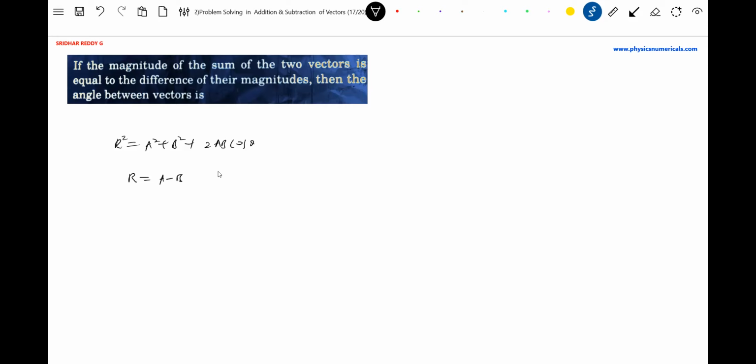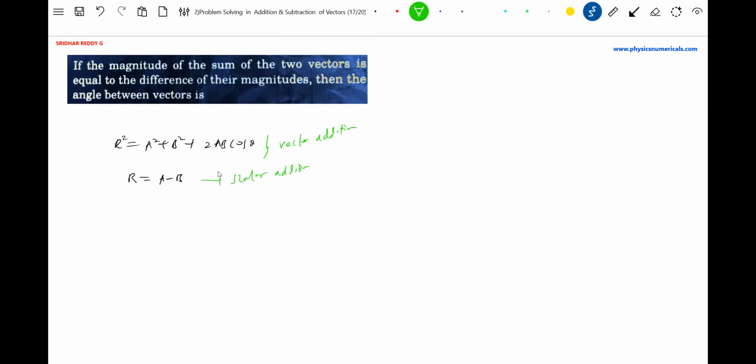How did you write this? Magnitude of the sum of two vectors is equal. Sum of two vectors means he's asking the vector sum. What is our vector sum? Then again, is equal to the difference of their magnitude. Here not a bar minus b bar, but a minus b. I think this is not a vector addition, it's a scalar subtraction here. This is a vector addition. Hope everyone is able to analyze.